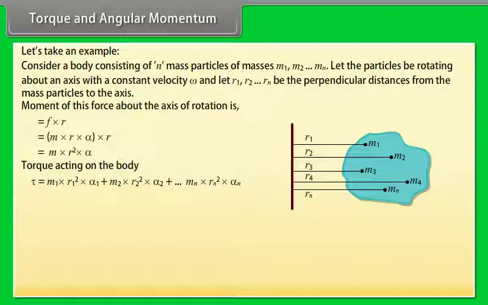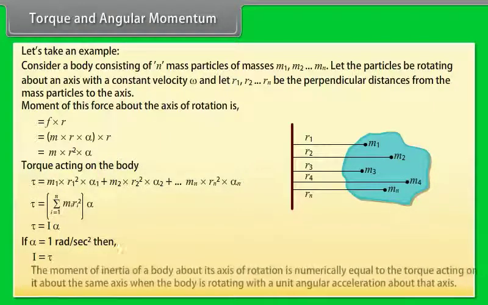This equation can be written as tau equals summation from i equals 1 to n of the products of mi and ri square into alpha. This gives tau equals I alpha. If alpha is equal to 1 radian per second square, then I is equal to tau.